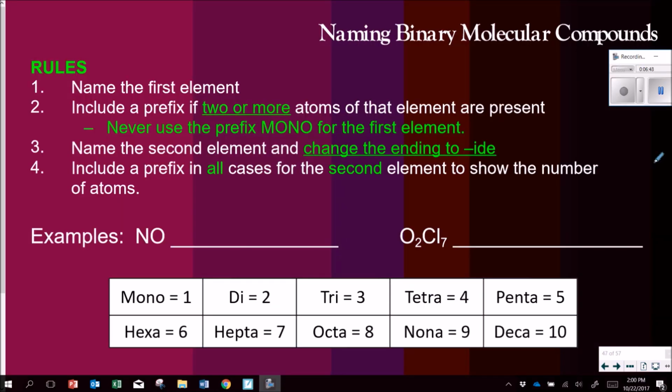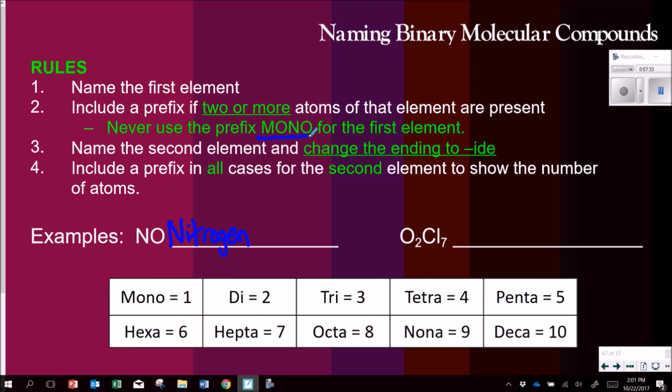Now let's take a look at how we go from the formula to the name. In our first example, we have NO. Name the first element. The first element is nitrogen. Then it says include a prefix if two or more atoms of that element are present, never use the prefix mono for the first element. So we do have only one nitrogen, but I do not use mono on the first element.